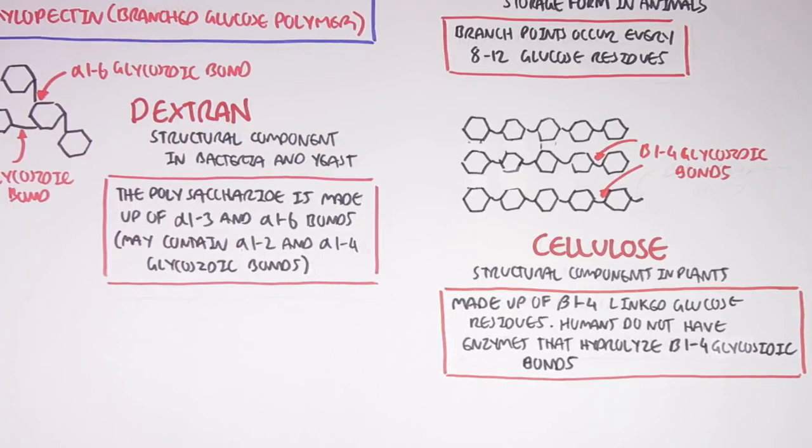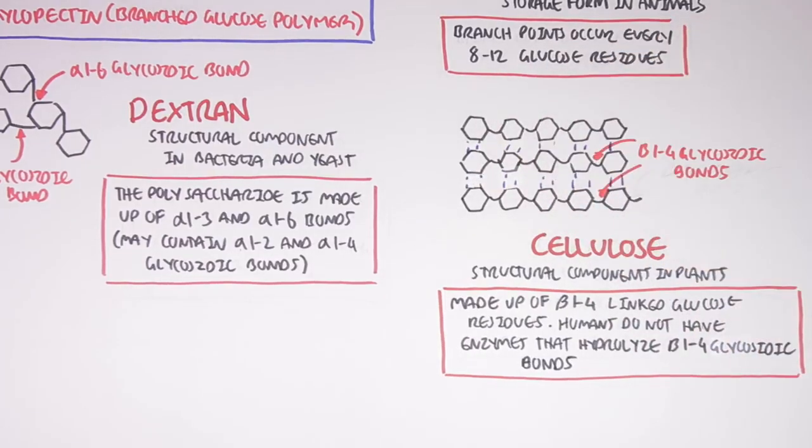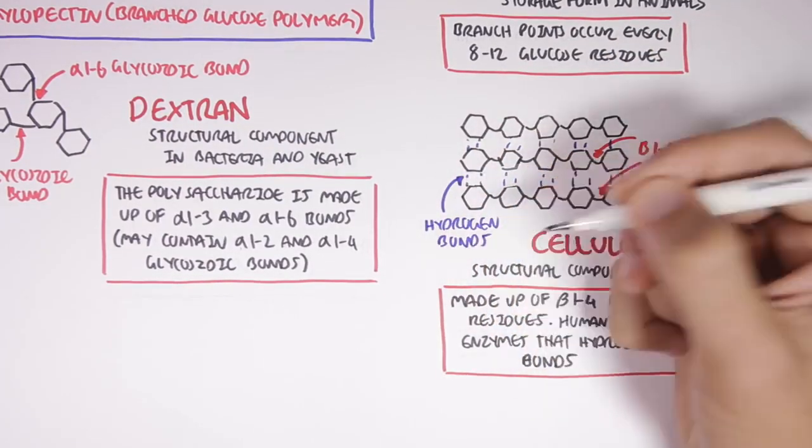Now, even though cellulose is only chains of beta glucose, so unbranched beta glucose, these chains can form hydrogen bonds with each other, forming a very strong structure.